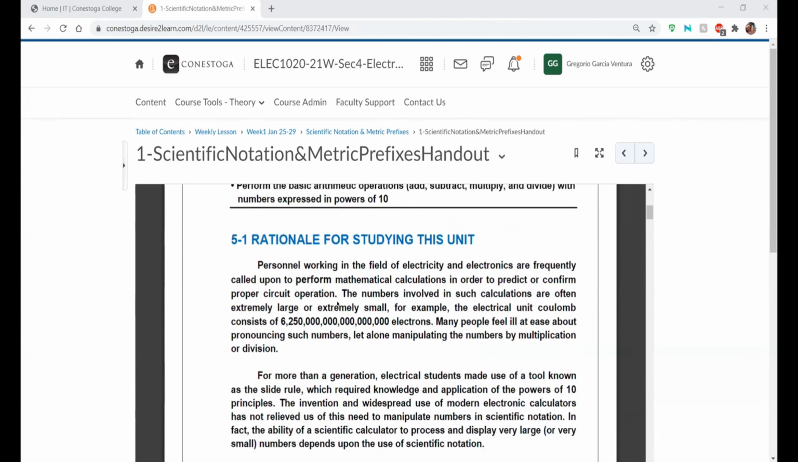So in the electrical field, sometimes we use very, very large quantities. Like, for example, look at this quantity that we have in here. Can any of you please read this huge number for me? That's 6.25 heptillion. Yeah. But not many people would know that quantity. But that's a very, very large number.